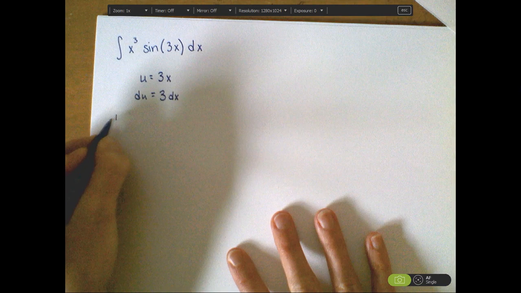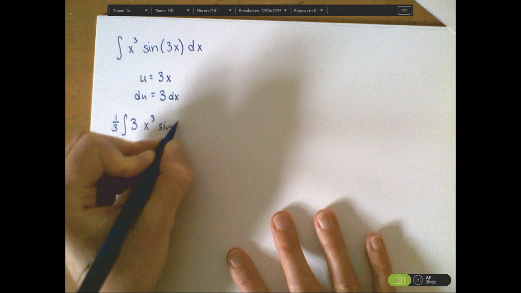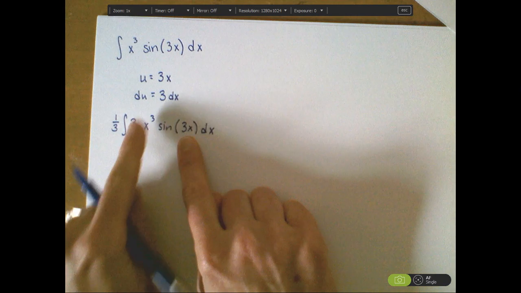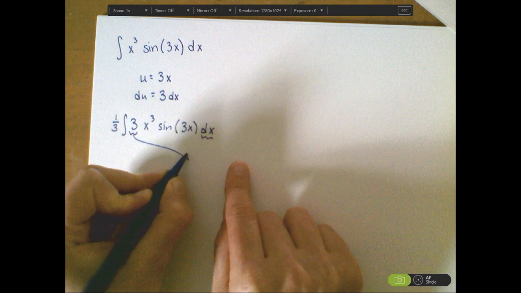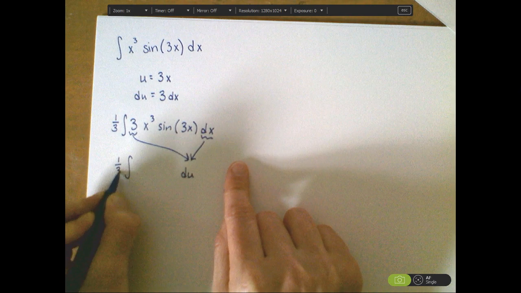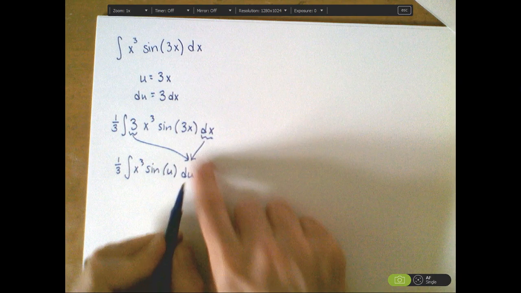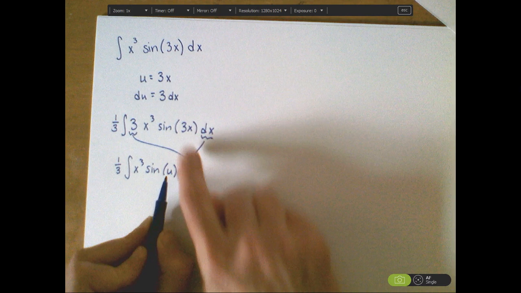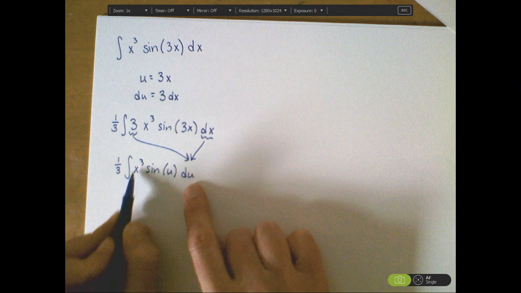I'm going to multiply my original integral by both 1/3 and 3. And I have all the pieces now that I need to create a du. So the 3 and the dx together are equal to du. And I end up with the integral of 1/3 x cubed sine of u du. But wait a minute, I can't quite integrate, right? Because although I've changed this 3x into a u, I still have this x sitting here. In order to integrate, all of my factors have to be in terms of u.